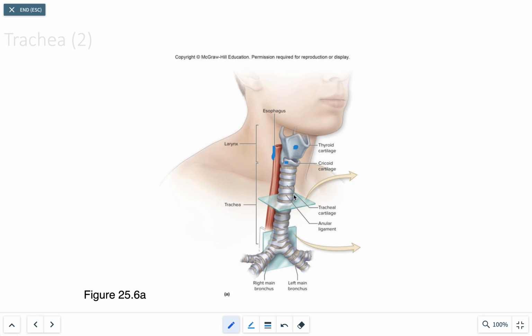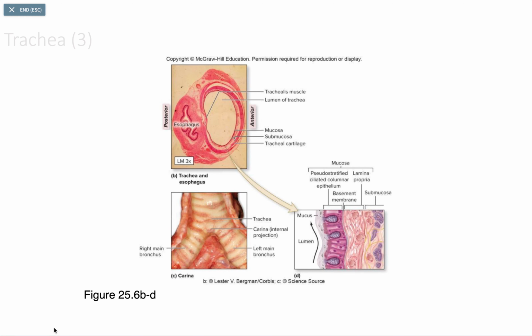As it goes down, the trachea is eventually going to branch off into the bronchi. So we have the right bronchus and the left bronchus. With these, also the trachea, it does have the pseudostratified columnar epithelial with goblet cells that allow for mucus production.